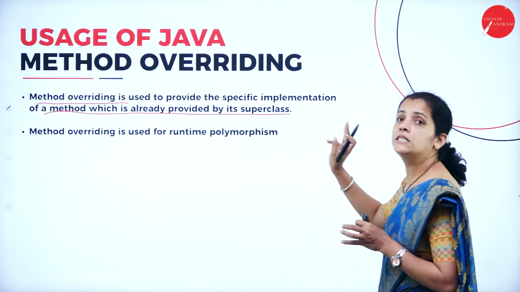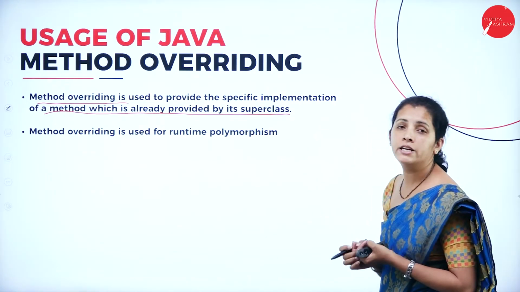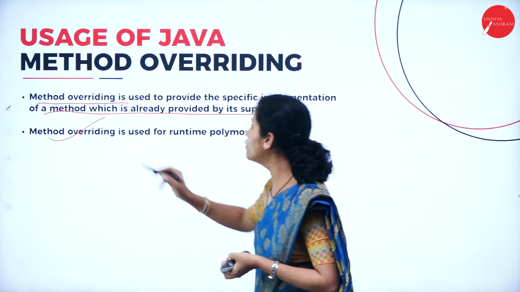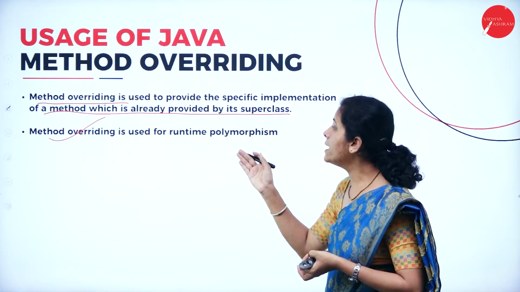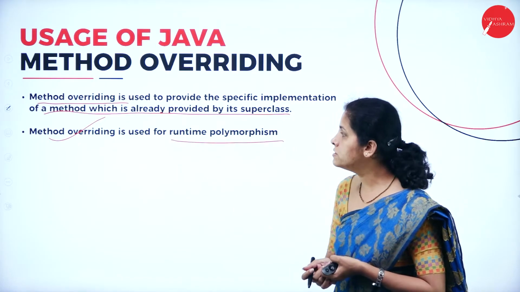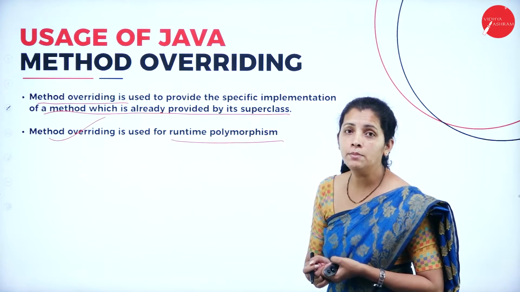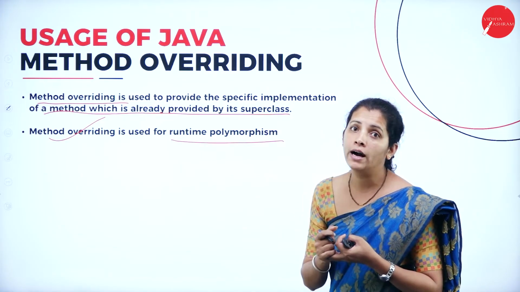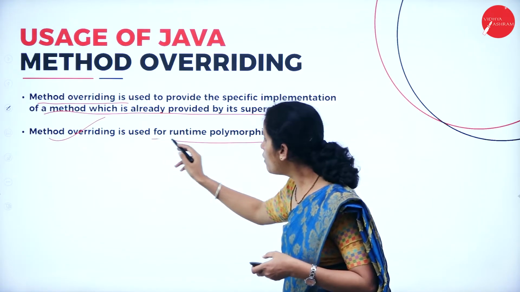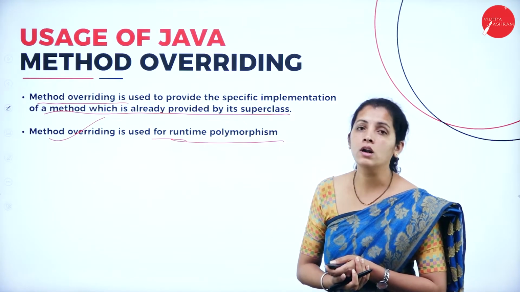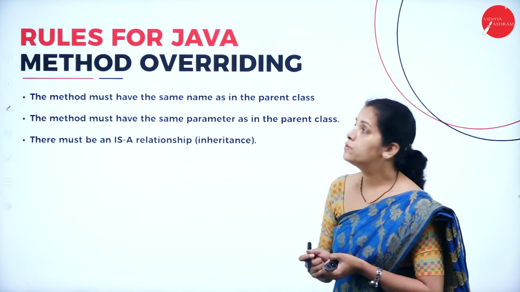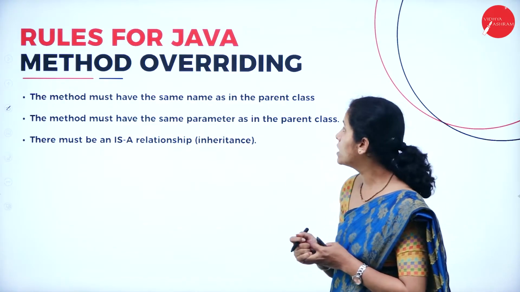So, to implement the same kind of method implementation, I'm going to have method overriding. And method overriding is used to provide runtime binding or runtime polymorphism. So, runtime binding means what? Runtime linkage of files. So, here method overriding is mainly used for runtime binding or runtime linking. Now, what are the rules I need to follow while defining overriding?